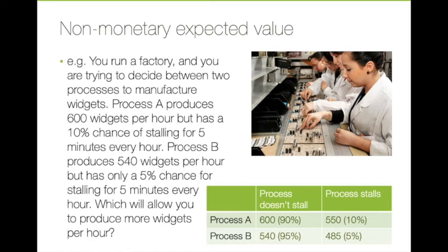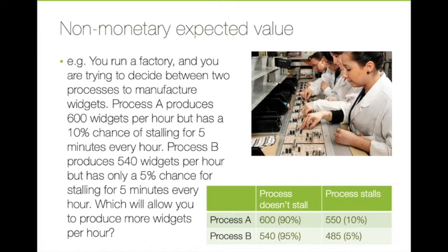Process A produces 600 widgets an hour, but it has this cost. There's a 10% chance that it stalls for 5 minutes of every hour. Process B produces fewer widgets per hour, just 540, but it has a lower chance of stalling, just 5%. Our goal is to determine which one will allow us to produce more widgets per hour. So widgets per hour is going to be our measure of non-monetary expected value.